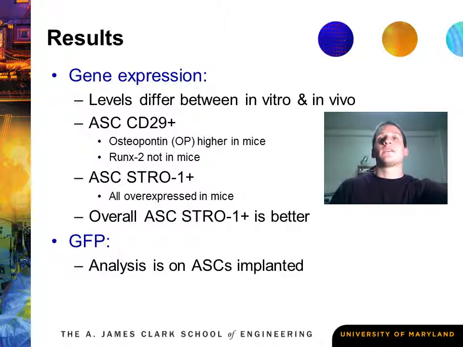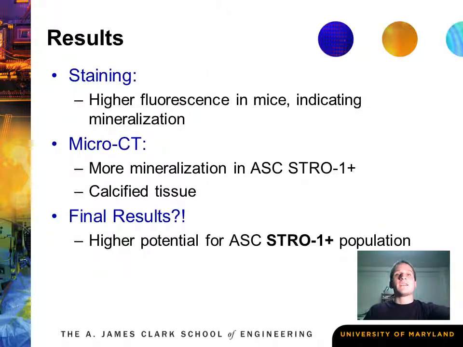Transfecting GFP into the cells ensures that after being implanted in the mice, the human adipose stem cells are the cells actually being analyzed and not mouse stem cells. Staining indicated that all the in vivo cells exhibited higher fluorescence compared with the in vitro stem cells.